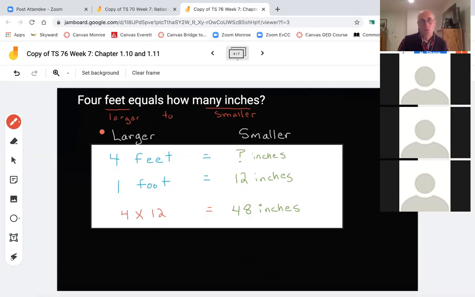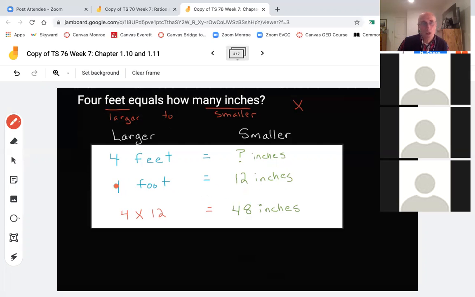And we know the rule is when you're going from larger to smaller, you're going to multiply, okay? So I wrote it out in my chart, and you can take your time and copy this down here. I had the question right here: 4 feet, how many inches? 4 feet equals question mark inches. We're trying to solve that. So at this point, I just looked at 1 foot. What is 1 foot? It might be in your chart for your homework, or you might have looked at it on your phone. 1 foot equals 12 inches.